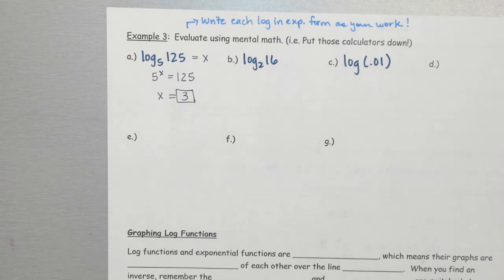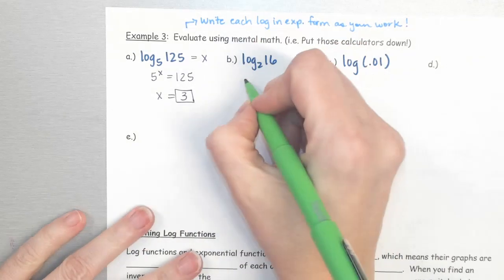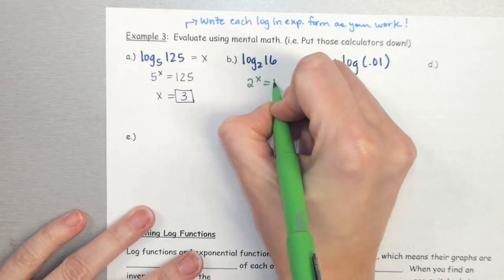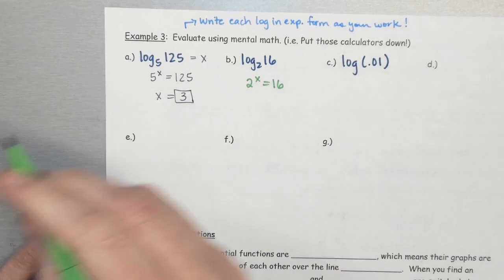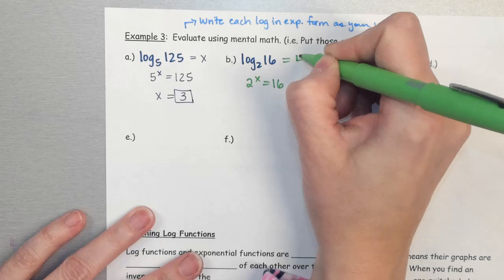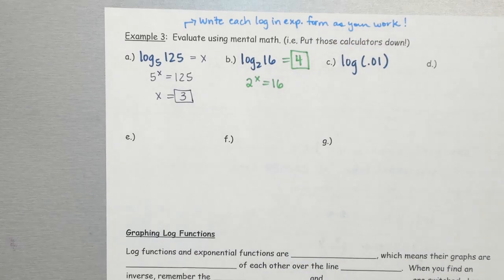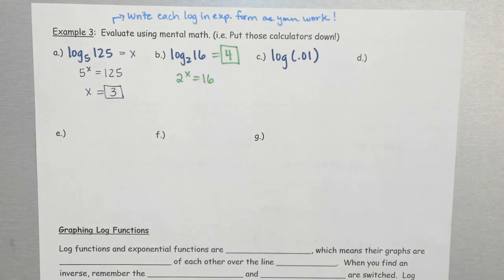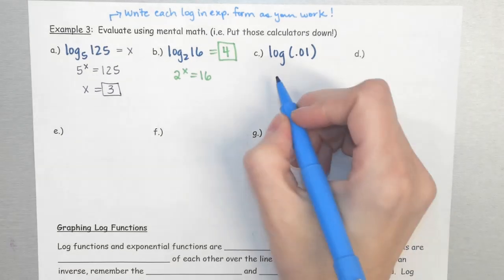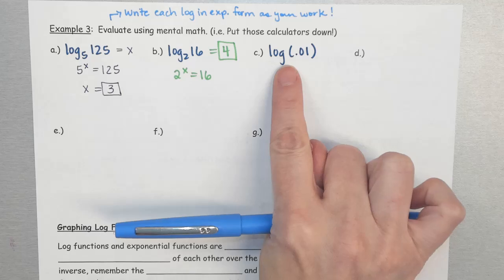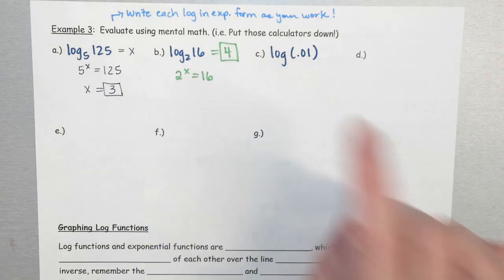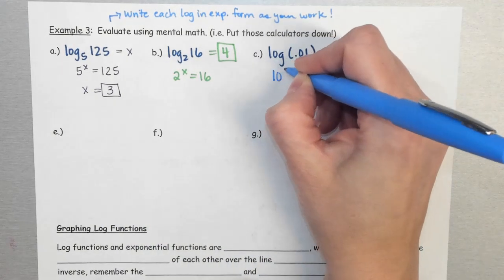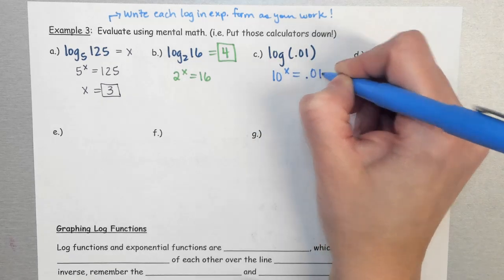All right, so for B, you're just going to do 2 to what power is 16? 4. Okay, so you can just put that it equals 4. That's perfectly fine. Okay, now for C, we can't see what the base is, which means the base has to be what? 10. Great. So this is going to be 10 to some power equals 0.01.